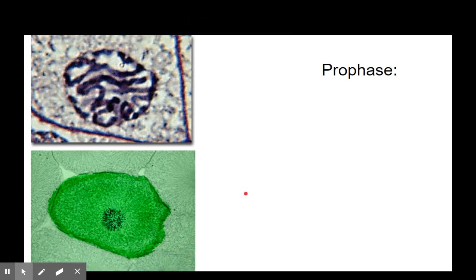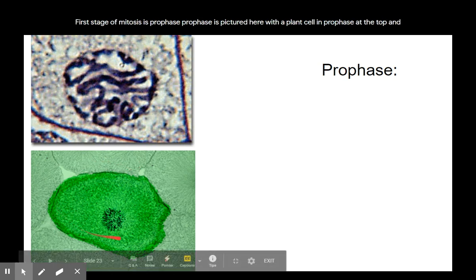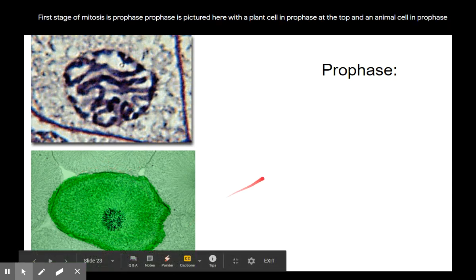We're now going to start to talk about the process of mitosis and cytokinesis. In other words, actual cell division. First, mitosis, and the first stage of mitosis is prophase. Prophase is pictured here with a plant cell in prophase at the top and an animal cell in prophase at the bottom.